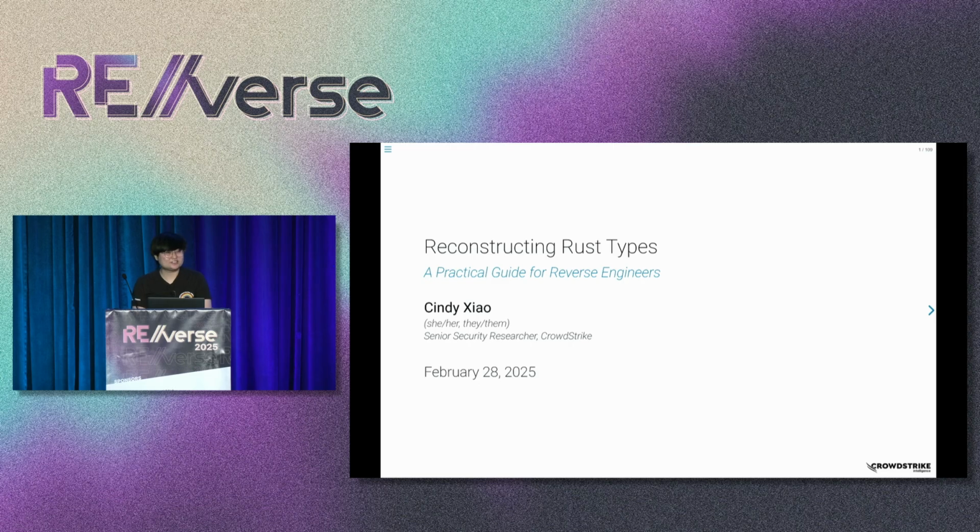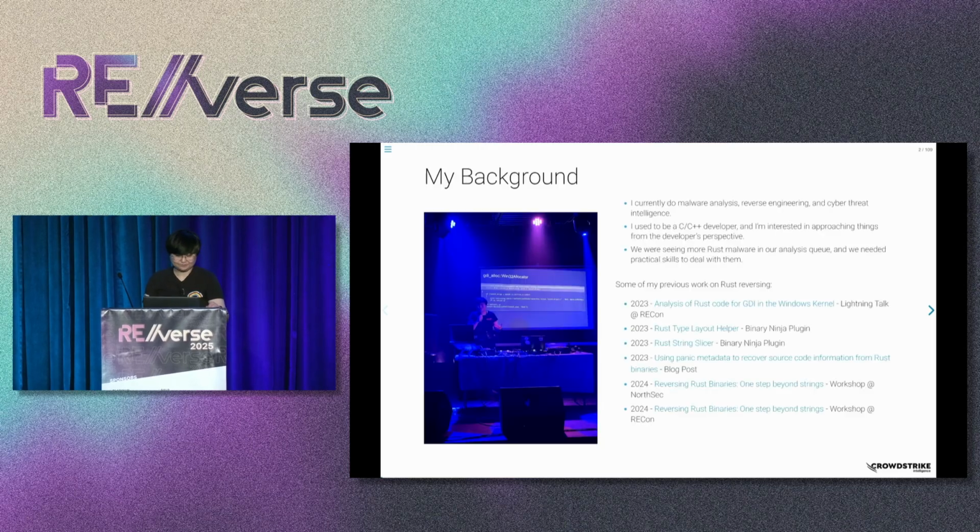Hello, everyone. Really excited to be here today from Canada. Came a long way here, so we've got a lot to get through, so let's get started. Hi, my name is Cindy Xiao. My pronouns are she/her and they/them, and I'm currently a senior security researcher at CrowdStrike. Today we're going to talk about reverse engineering Rust binaries, specifically reconstructing Rust types.